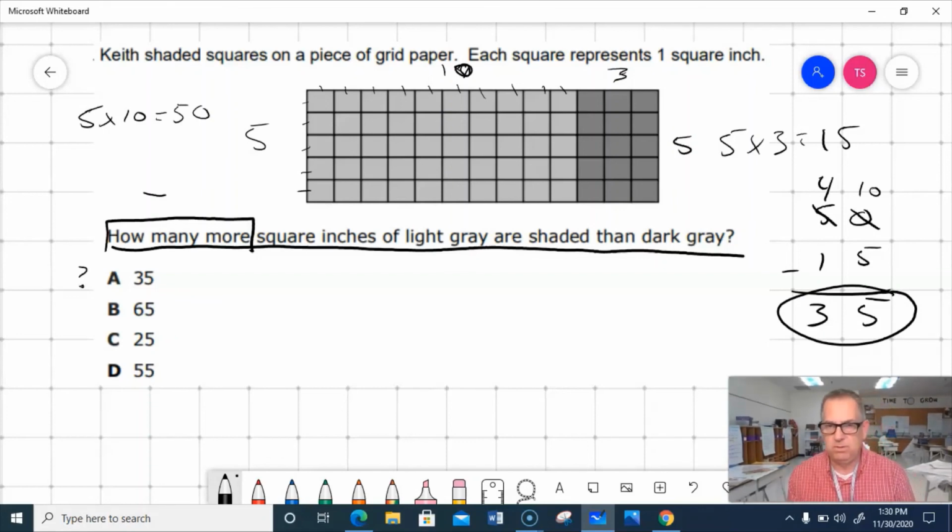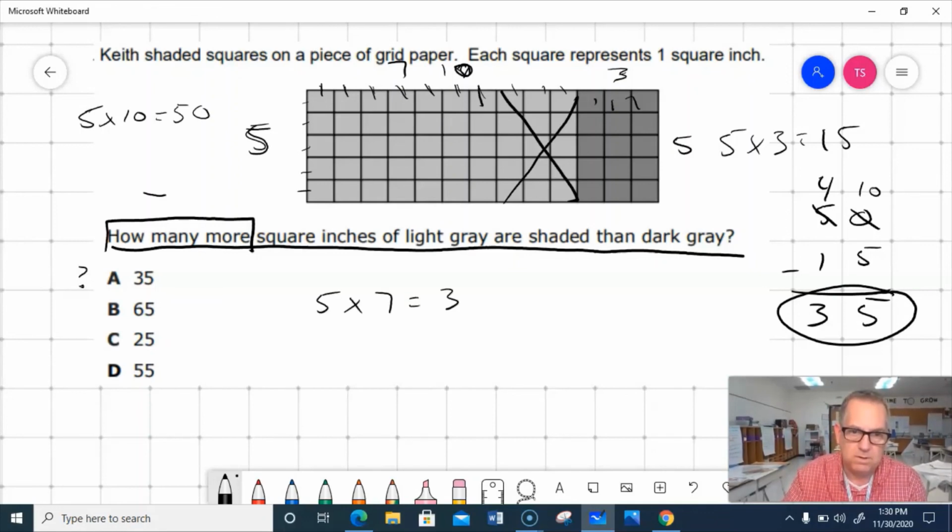There's another way we could do this. If it's trying to tell me how many more are light gray than dark gray, I see there are 3 columns that are dark gray. So if I just took away these 3 columns, what math problem could I use to figure out how many more are light gray? Yeah, that's correct. I could do 5, because there are 5 rows and there are 1, 2, 3, 4, 5, 6, 7 there that I haven't crossed out. So that would be 5 times 7. And 5 times 7 is 35.